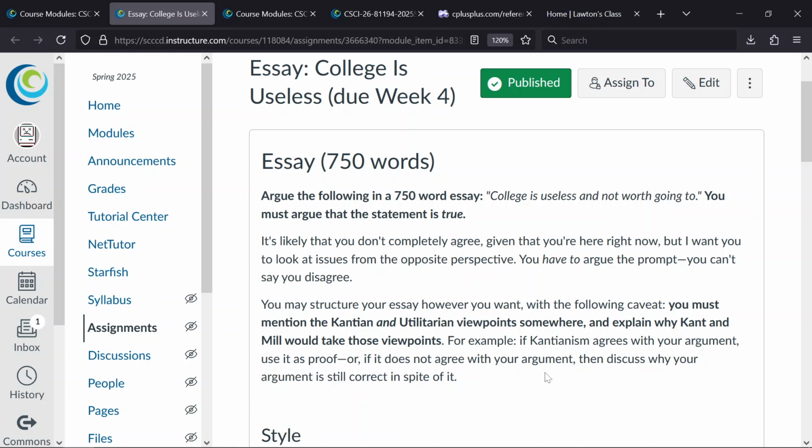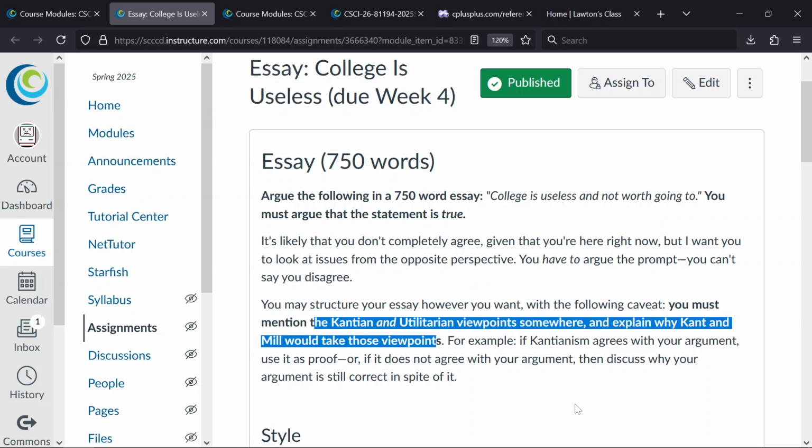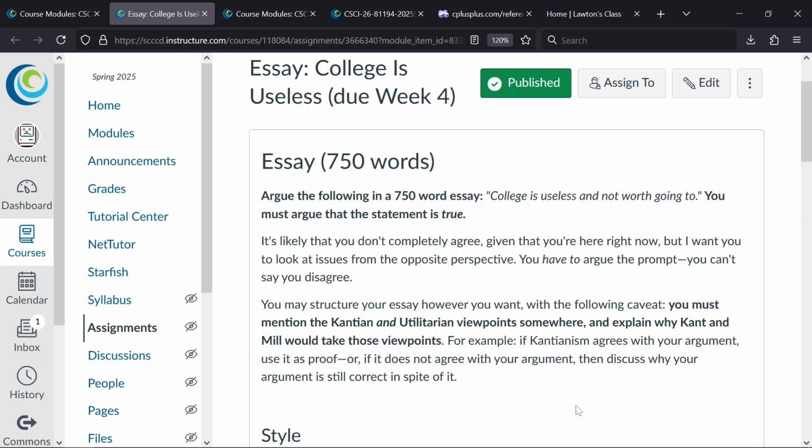Because I think that's the full prompt there. You must argue that college is useless, and you have to talk about both Kantianism and utilitarianism and give explanations. I just don't want you to say Kant would be for college and Mill would be against college, period. I need explanations, otherwise I won't give you credit for that part. Okay? Any questions? And so 750 words minimum. That is your next essay. We good?